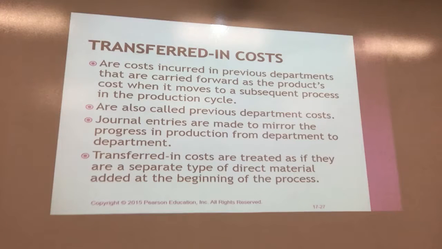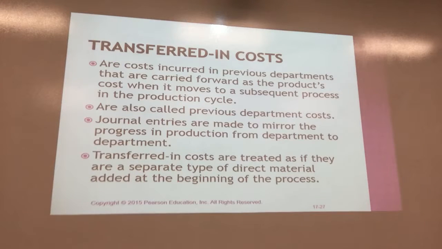Transferred in costs are costs incurred in previous departments that are carried forward as the product's cost when it moves to a subsequent process in the production cycle. They're also called previous department costs. Journal entries are made to mirror the process in production from department to department. Transferred in costs are treated as if they are a separate type of direct materials added at the beginning of the process.